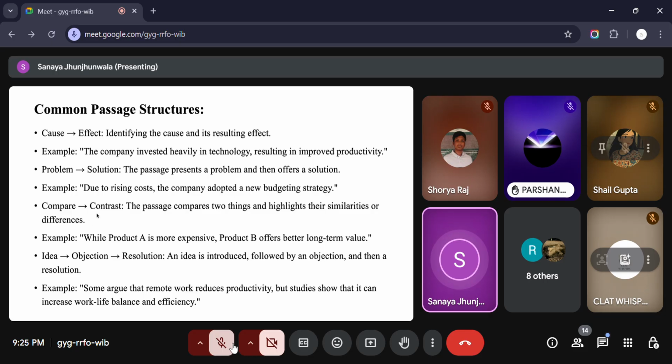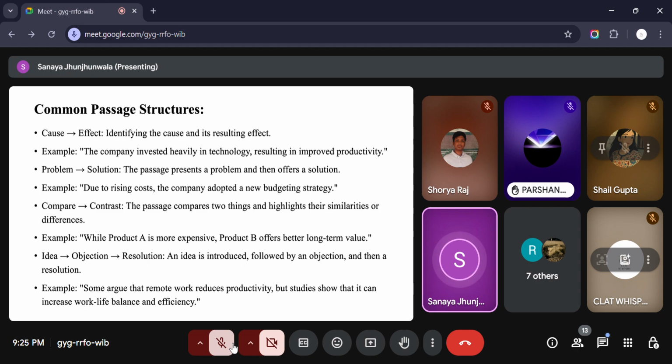There is an easy example over here. While product A is more expensive, product B offers better long-term value. So यहाँ पे the author is saying that while both product A and product B are good, product A has a higher price, but product B is better in long-term value. So they are comparing and contrasting in the same sentence.